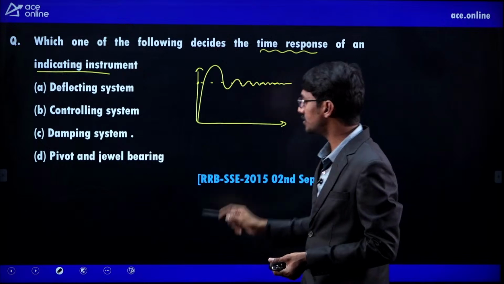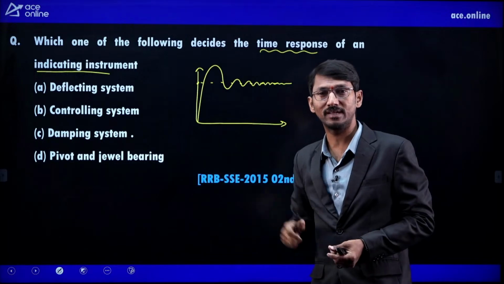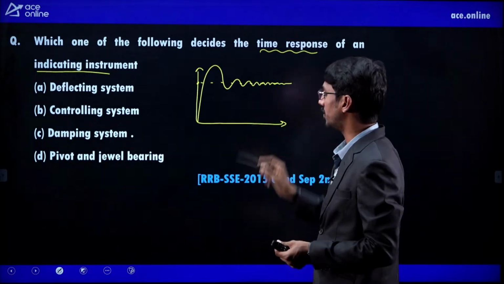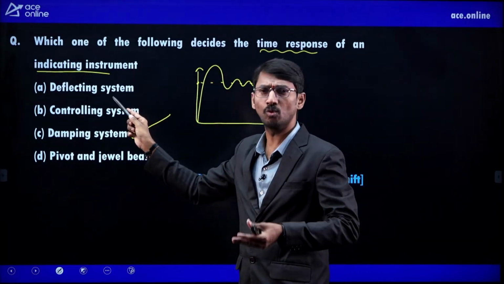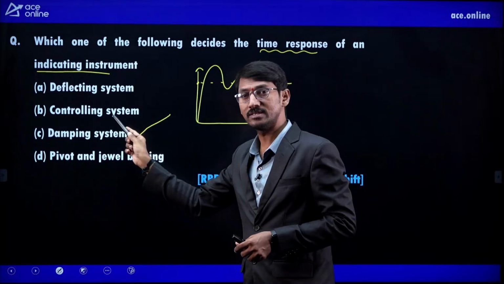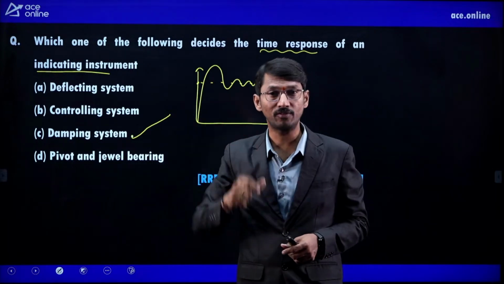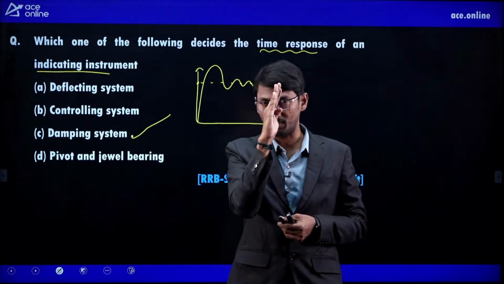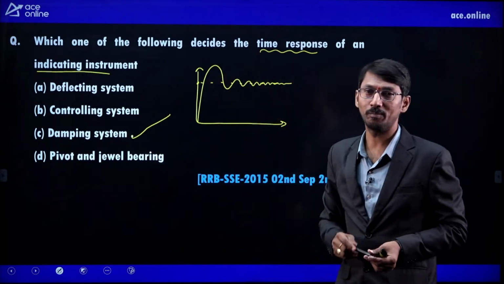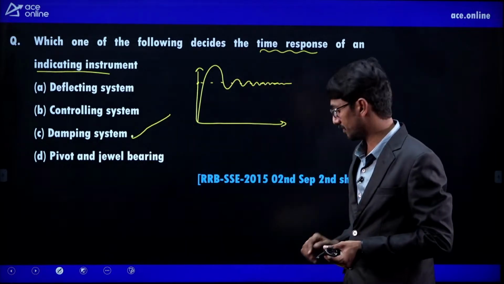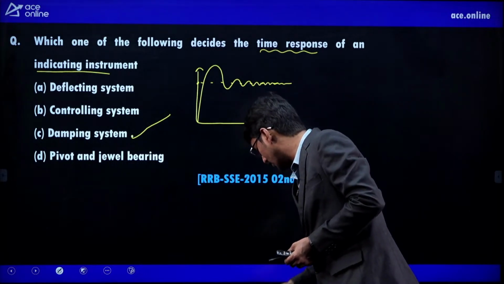So based on how effectively the damping torque is acting, that time response will be there. So what is the answer? Damping system. The deflecting system is only to move the pointer from zero. The controlling system is to oppose the pointer movement to reach near the final value. But at the final position, without making oscillations, it has to be stopped, so what do we definitely require? Damping. So the answer is damping system. Very good, one student gave the answer.